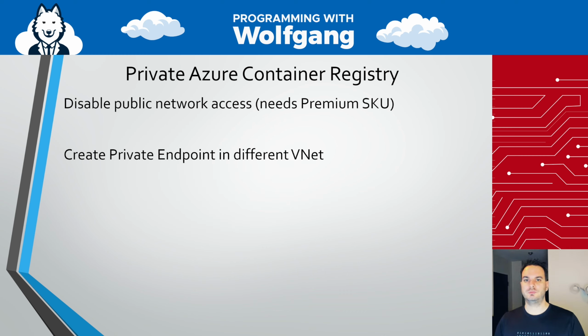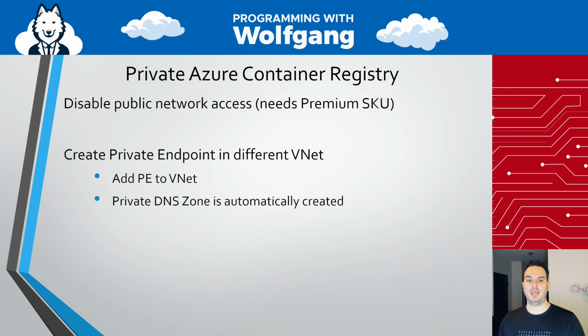Now let's have a look what we have to do if we want to have the private endpoint. So obviously the first step would be to create the VNet, but once we have this, we again create the private endpoint and attach it to the new VNet. And this also creates a private DNS zone and automatically configures the DNS zone.